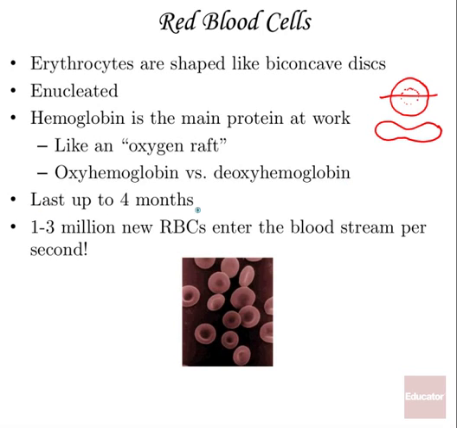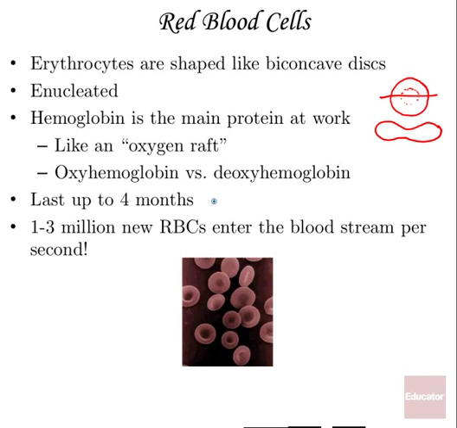And red blood cells last up to 4 months. Some of them last a lot less time than that because they can get damaged as they're getting shuttled through your bloodstream. They get damaged, they get ruined, and they break down. And since they don't have a nucleus and don't have those other organelles, they're not repairing themselves.